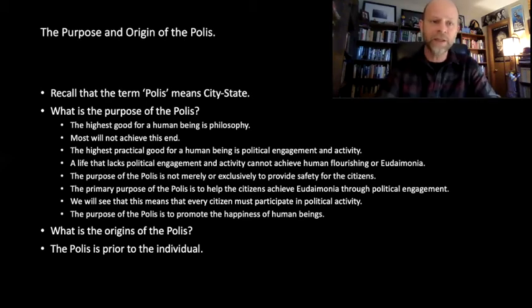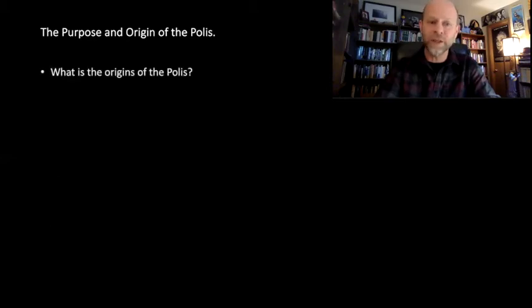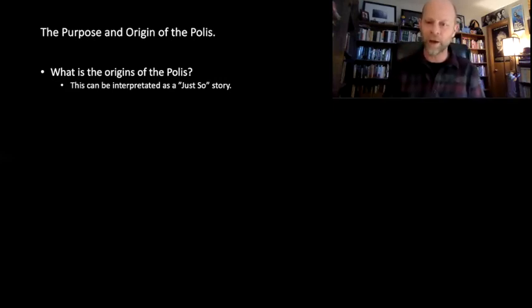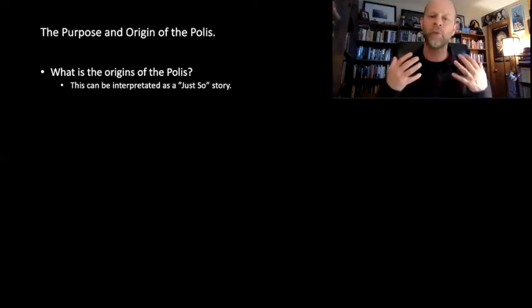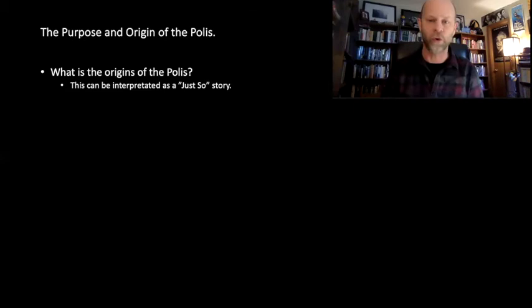But first, I want to consider the question of what is the origin of the polis, at least according to Aristotle. We have to keep in mind that this should be interpreted as a just so story, right? Aristotle wasn't able to go back in time. Of course, we can't either, so there weren't any observational facts being detected or observed. Rather, this was a hypothetical story, a kind of model, a template, a just so story to try to describe the origins of government.